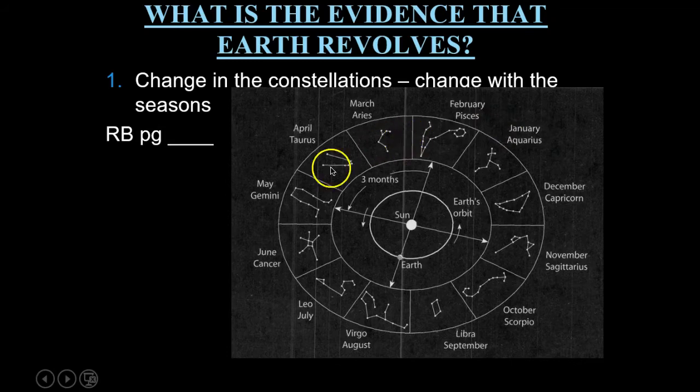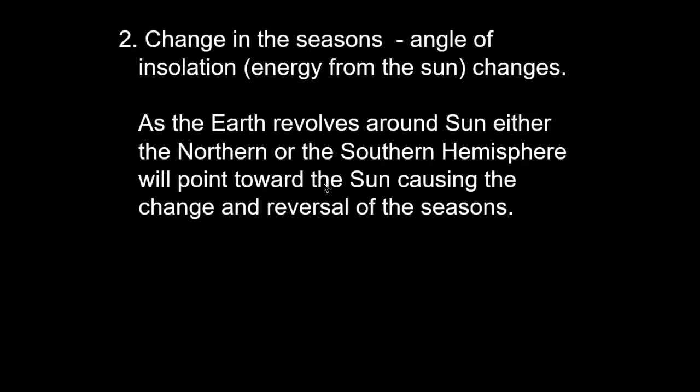But over the course of a year, these are going to appear to change simply because as Earth is revolving, we see different parts of the sky. So, for example, if my Earth is right here, facing Sagittarius, Capricorn, Scorpio, like in this area, this is when I would be able to see them. I can't see them at any other point because they would be out of my view, and partly too because the sun's in the way. All right, so evidence Earth revolves: change of constellations.